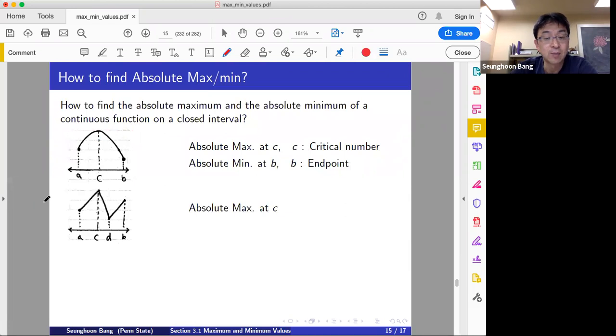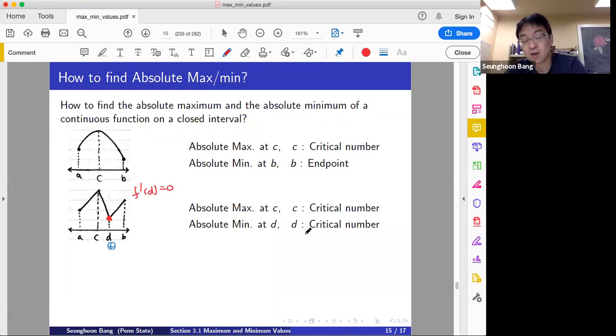We have the absolute maximum at C. Here, what's that? This is a corner. So C is a critical number because f prime of C does not exist. It's right, a critical number. The absolute minimum is at D. D is also a critical number because it's a corner, so f prime of D does not exist. D is in the domain. From the second graph, we know that we have the absolute maximum and absolute minimum at two critical numbers.